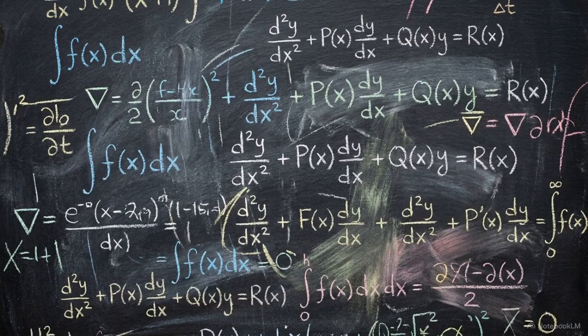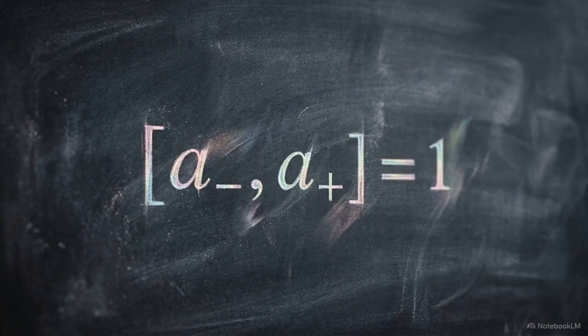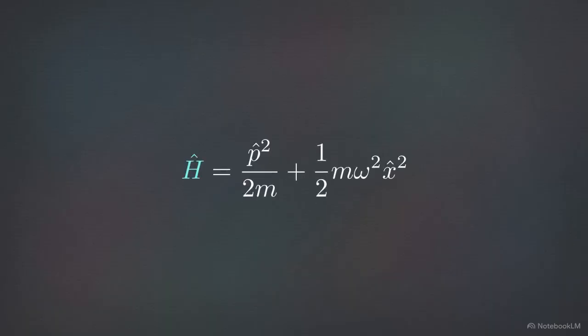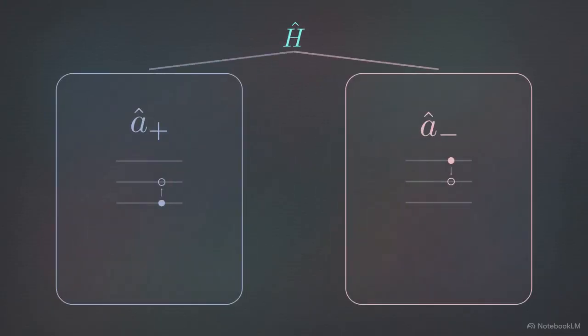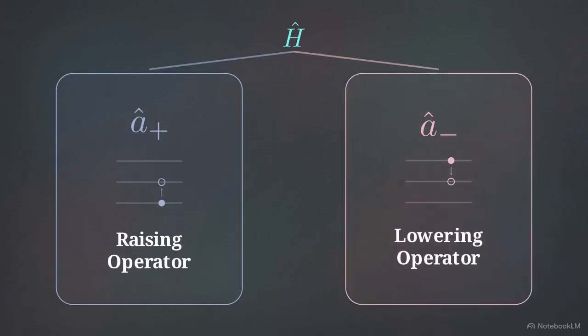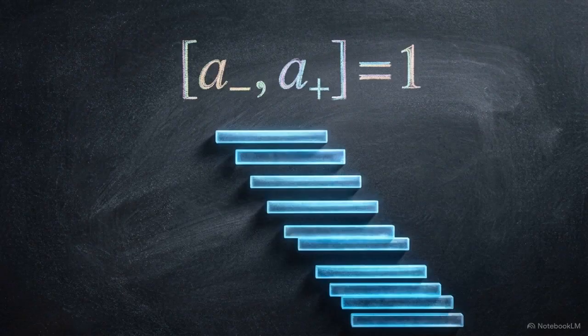Solving the Hamiltonian traditionally means grinding through computationally heavy second-order differential equations, but there is a more elegant way. We can factor the Hamiltonian using a pair of mathematical tools called ladder operators, the raising operator, A+, and the lowering operator, A-. These operators are governed by a single canonical commutation relation. The commutator of A- and A+ equals exactly 1.